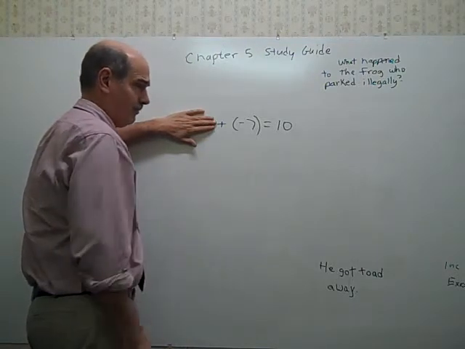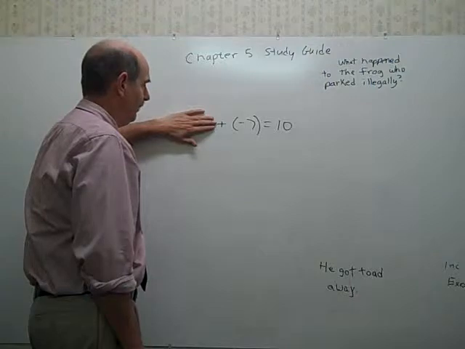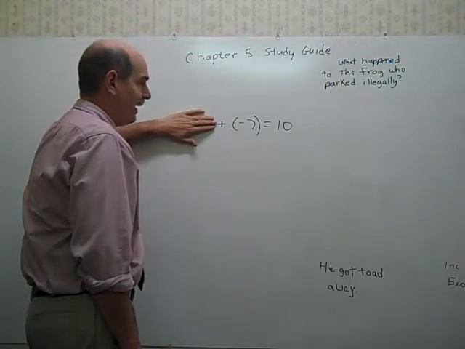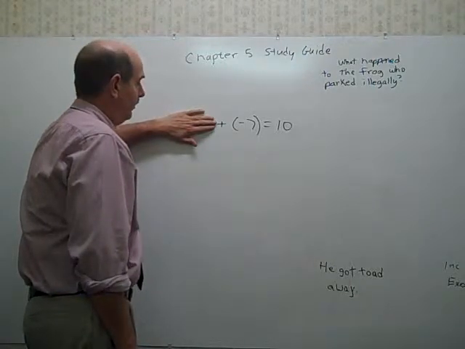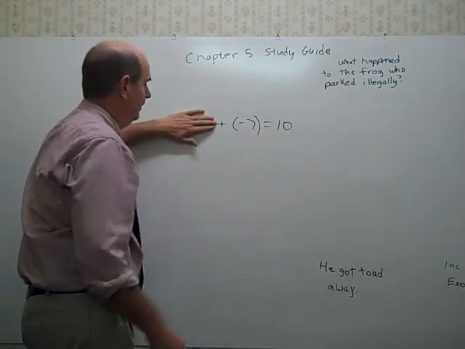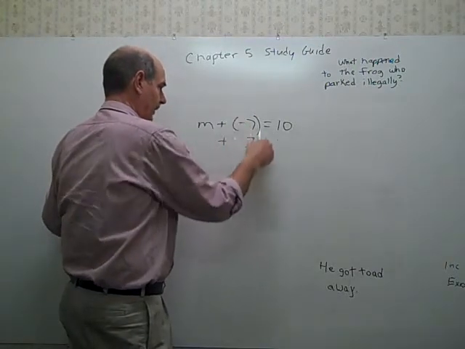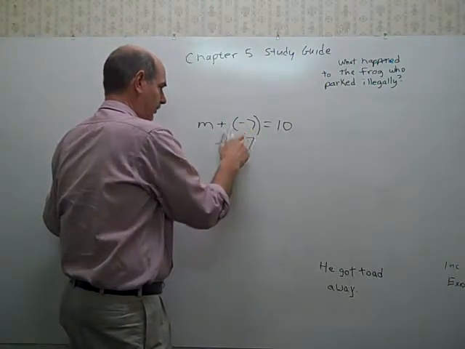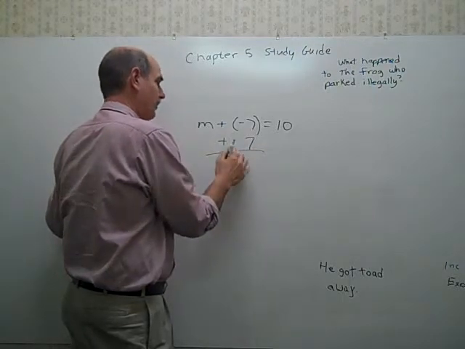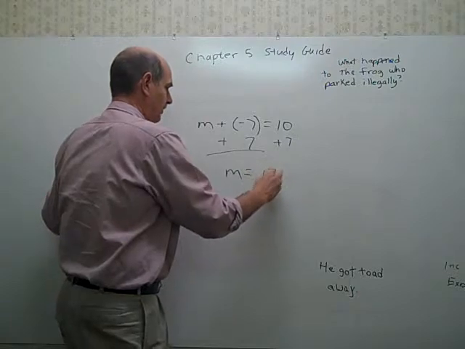Well, there are two opposites of adding -7. You can take your choice. You can either subtract -7, or you can add +7. And if you think about what's going to be easier over here, it's probably adding +7. So if you add +7, here's your zero pair, m plus 0 on the left, which would be m. Whatever you do to the left side, you have to do to the right side, and we get 17.